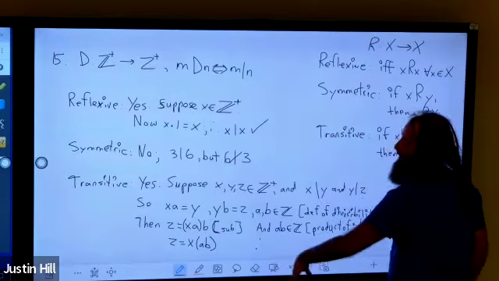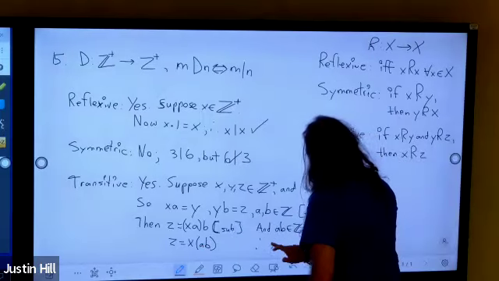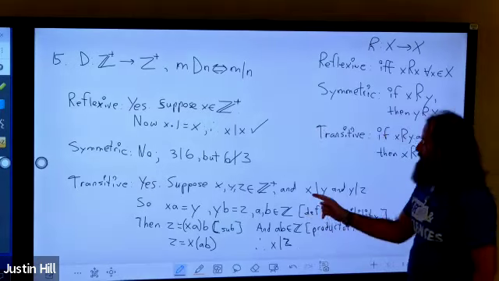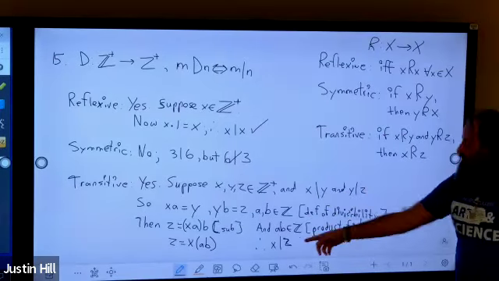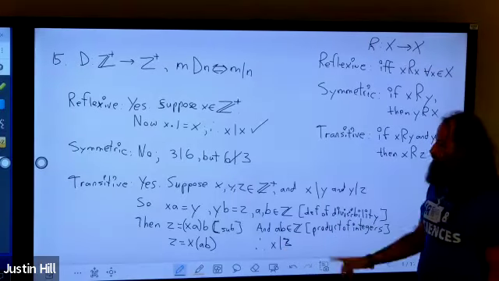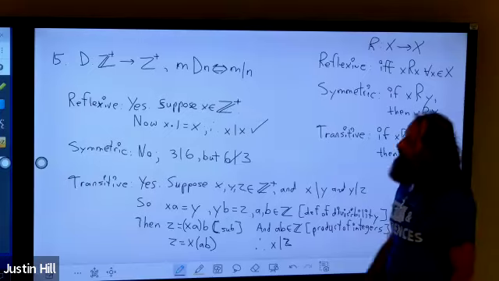But once we have that, we have it: x divides z. X divides z, and that's what I needed. I started out with x divides y divides z, and I proved that in every case that means x divides z. So this is a transitive relation.